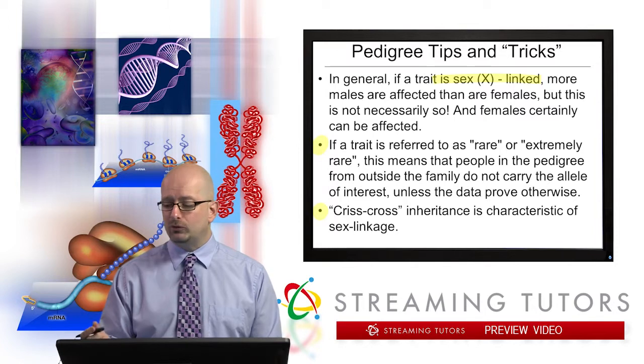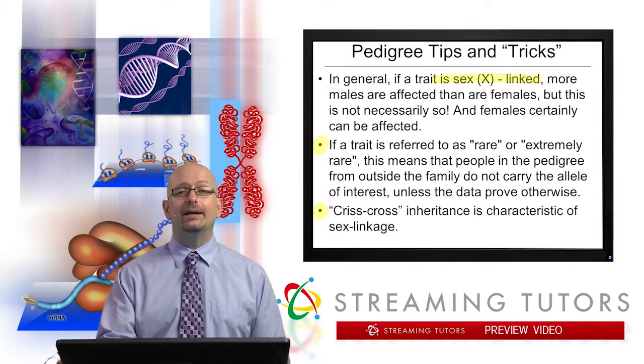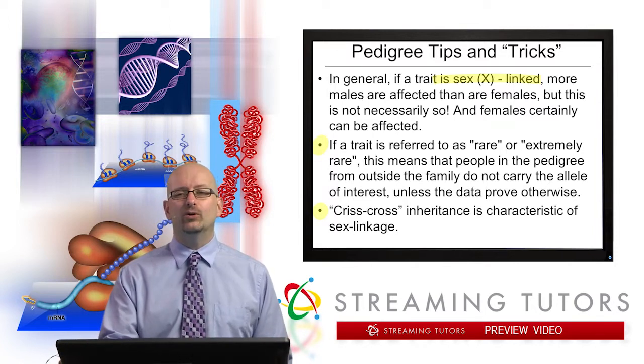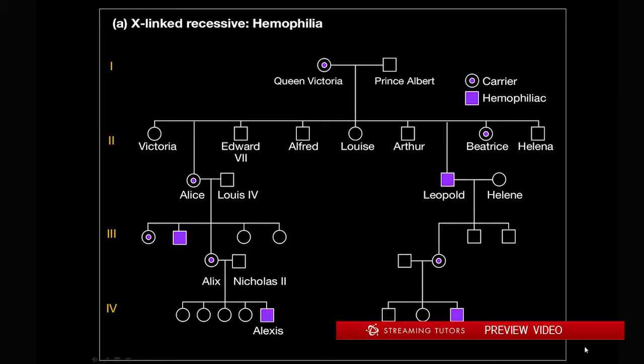Okay, so what I'd like to do is take a look at an actual couple of pedigrees, and here's one where it tells you right off the bat this is an X-linked or sex-linked recessive, and it's hemophilia. There are a variety of types of hemophilia, but the most common one is a sex-linked recessive trait. So in this pedigree, remember the conventions we discussed: circles equal females, squares equal males.